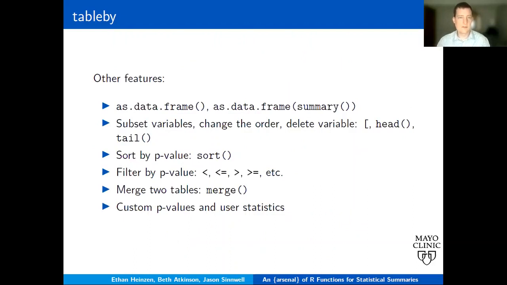Now, there are a lot of other features for tableby that we didn't have time to talk about today, including an as.data.frame method for both the tableby object and its summary object. There are ways to subset variables, change the order of the variables, and delete variables using the bracket, head, or tail. You can sort and filter by p-values. You can merge two tables together, and you can also input custom p-values and indicate custom user statistics.